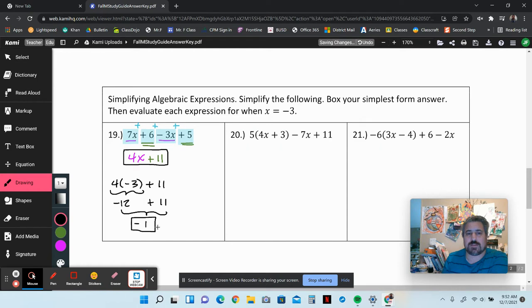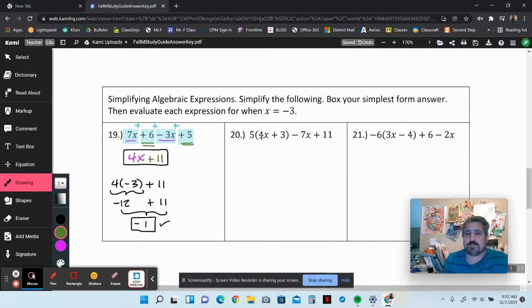And that's what you put into the answer document. You put negative 1. This is the simplest form. Just box it on the paper so I can give you credit for that if you did it. Over here, you're going to do the same thing. So this one has distribution involved. So remember, when you're distributing, you're going to multiply through the parentheses by the outside factor.